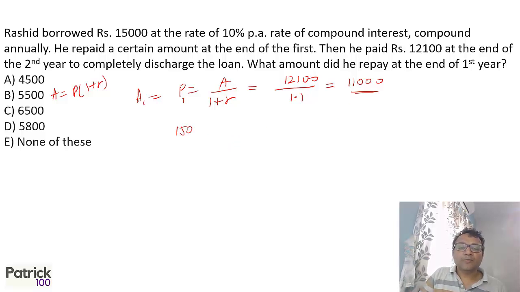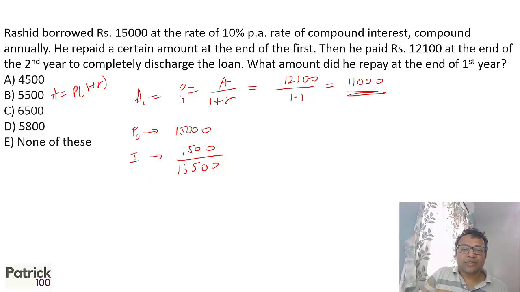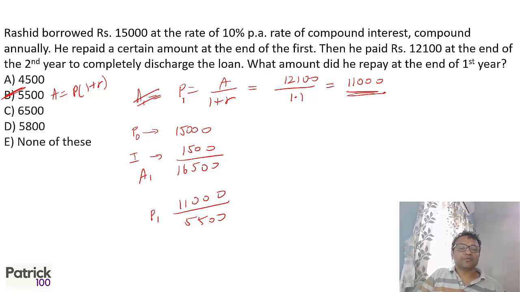Now 15,000 is the principal in the 0th year initially, and the interest that you paid was 10%, 1,500. So it becomes 16,500. Actually, this is the amount after the first year. From that, to get the principal of 11,000 for the second year, how much should you pay back? You should pay back 5,500. That will be the answer, B option.